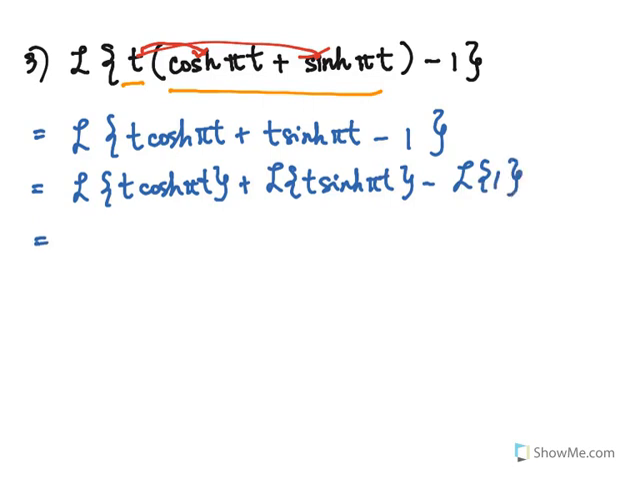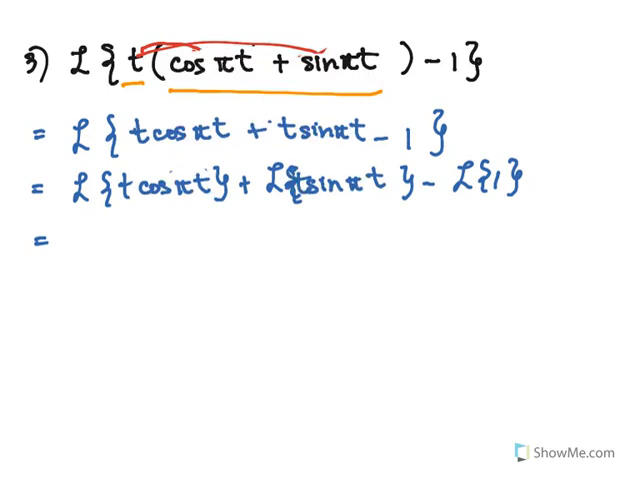So the Laplace transform of t, alright, I just fixed the given. It should be, instead of cos pi t and sin pi t, it should only be cosine pi t plus sine pi t. So, continuing this, after separating using Laplace linearity, you will now have Laplace transform of t cosine pi t plus Laplace of t sine pi t minus Laplace transform of 1.